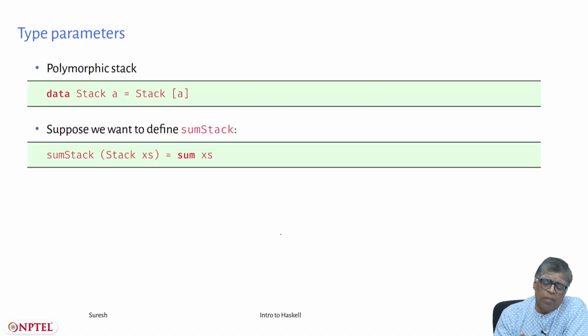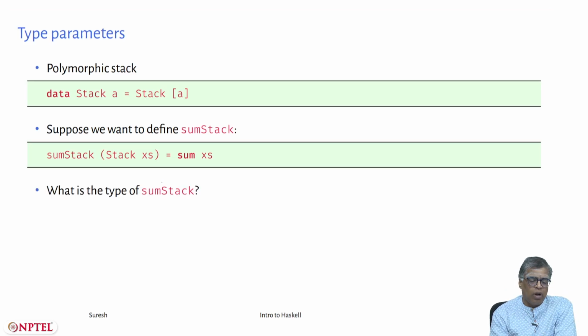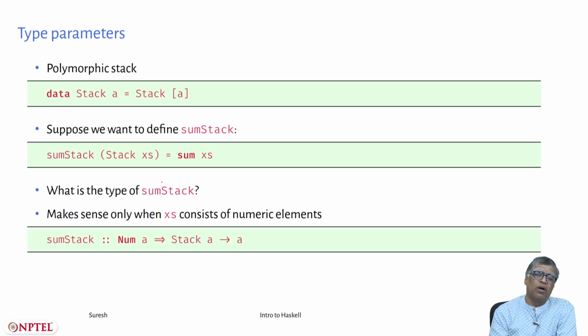Suppose I want to sum all the elements of a stack. sumStack of stack xs is sum of xs. How do I do this? Does it even make sense? What if I had a stack of characters? Then how do I sum them? Yeah. So, what is the type of sumStack? It is Num A implies stack A arrow A, right? It makes sense only when xs consists of numeric elements.